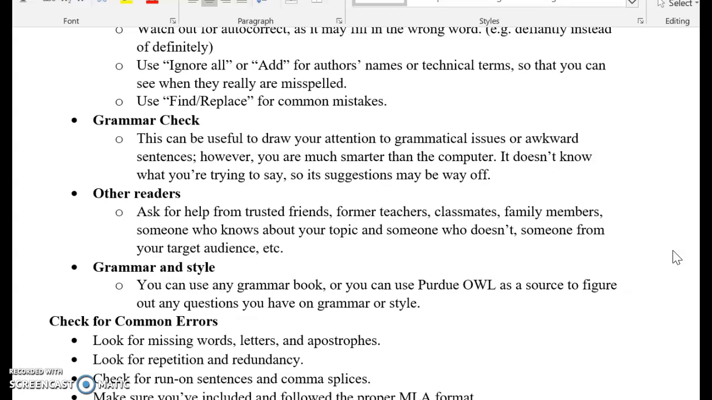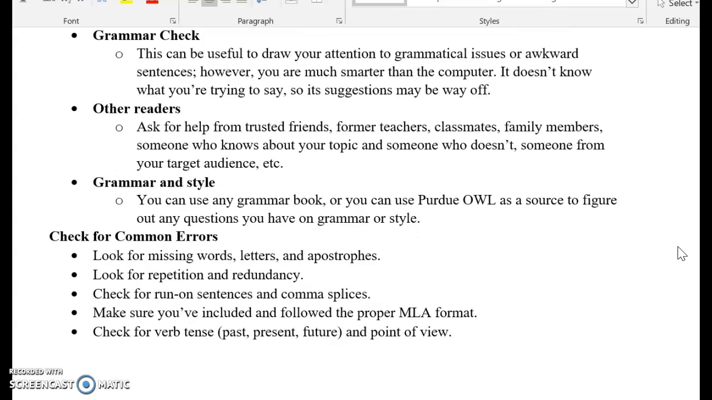Grammar and style. So of course you can use any grammar book. You can also use Purdue Owl. Purdue Owl is a great source to help, and honestly I use it a lot and use a lot of the examples that I see there. So Purdue Owl is Purdue University's online writing lab. And so you could go there, just type in Purdue Owl in Google and it'll come up. They have great suggestions, examples, grammar style. They also have it for MLA and APA if you need that in the future.